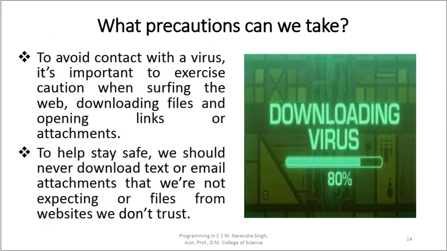So what precautions can we take? In order that viruses cannot infect our computer or phones, we should be very careful when we surf the internet, when we download files, when we click on links, or when we click on attachments, because those attachments and links might contain malware. We should never download text or email attachments that we are not expecting from unknown persons. We should not download files from websites that we don't trust. If we practice this, our computer or phone might not be infected with malware.